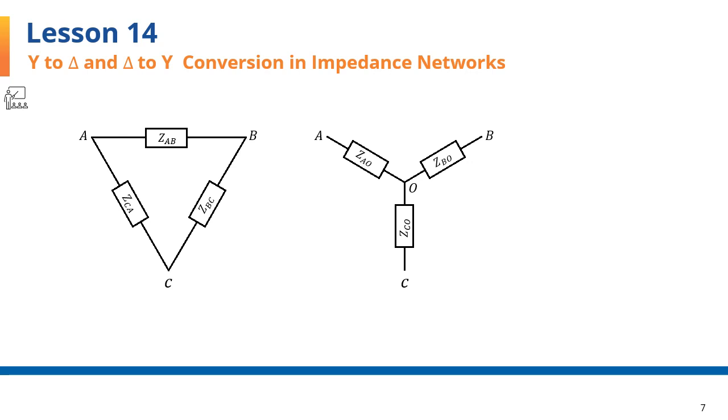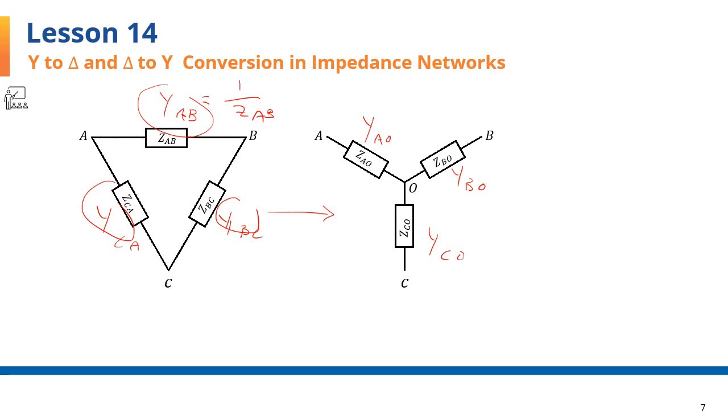Now let's look at the conversion of delta to Y going in this direction. For this case, I'm going to use the admittance equivalent of each impedance in the delta configuration and calculate the admittances of the equivalent Y elements, which I'll then convert back into impedances. In other words, I'm going to replace ZAB with its inverse, YAB equals 1 over ZAB, and similarly for the other two, YBC and YCA. And instead of calculating the three impedances, I'm going to calculate YAO, YBO, and YCO from those admittances. And then I just have to invert these to find the impedances of the Y configuration that I was looking for.